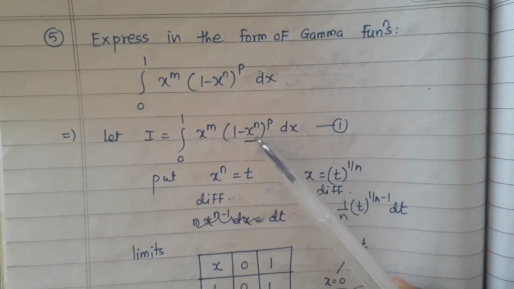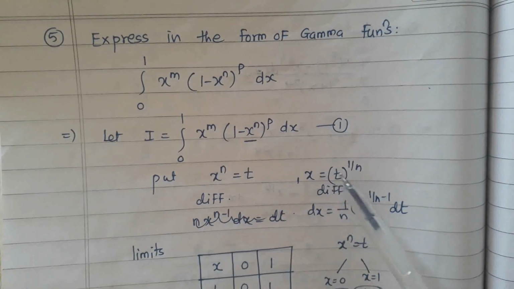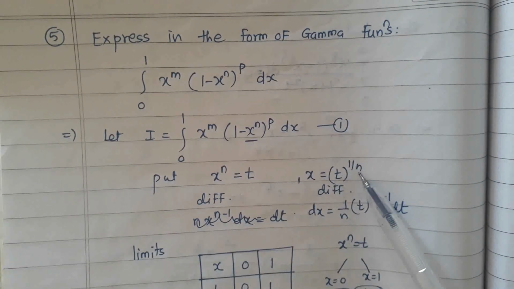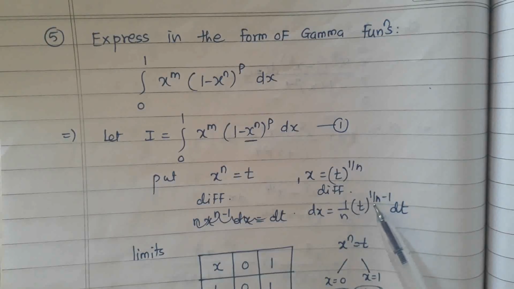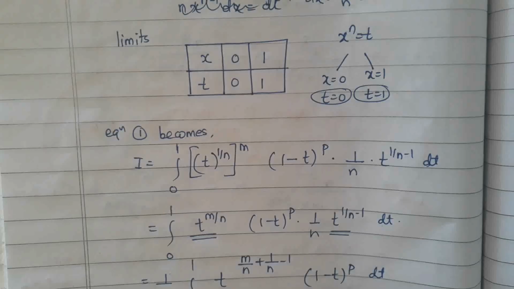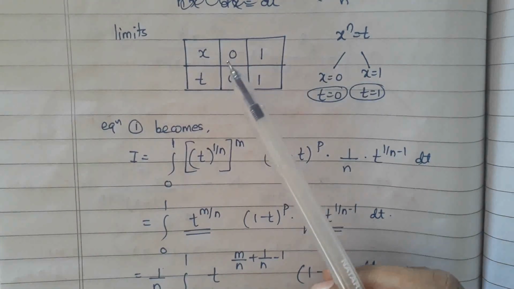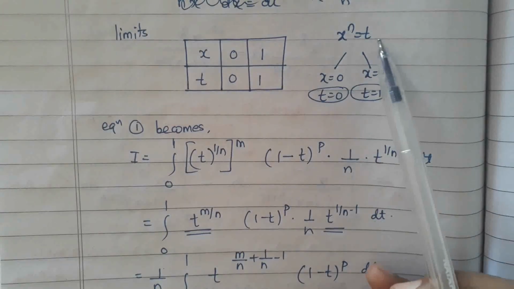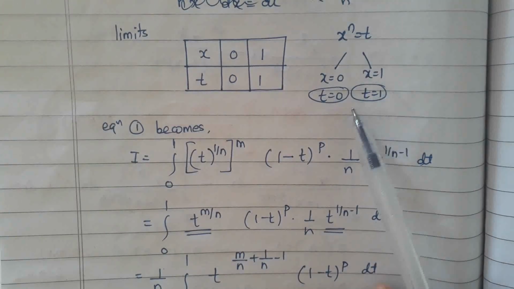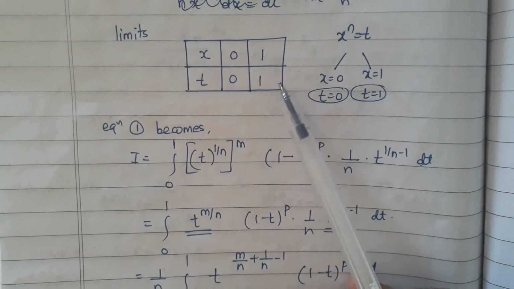Therefore, use the substitution x raised to n equals t, so x equals t raised to 1 by n. We have to substitute dx also, so differentiate on both sides. dx equals 1 upon n, t raised to 1 by n minus 1 dt. Using the substitution, change the limits. Limits for x are 0 to 1. When x equals 0, t becomes 0. When x equals 1, t becomes 1. Therefore, limits of t are 0 to 1.